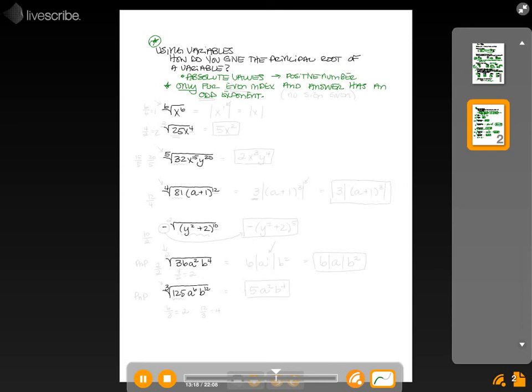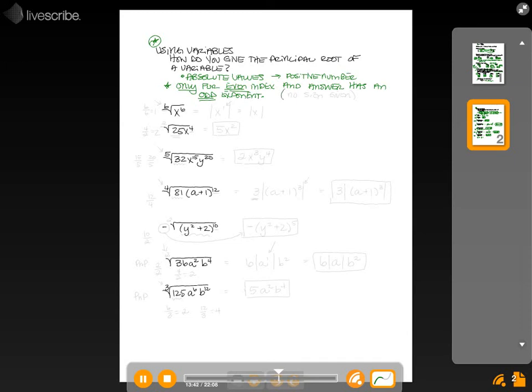Okay? Only if it's an even index, because that yields your two answers, and if the answer, when you work it out, has an odd exponent. If your answer has an even exponent, it's always going to be positive. If you square a negative, it's going to be positive. If you take a negative number to the fourth power, it's going to be positive. So you only need to worry about it if the index is even to start with and your answer is odd.